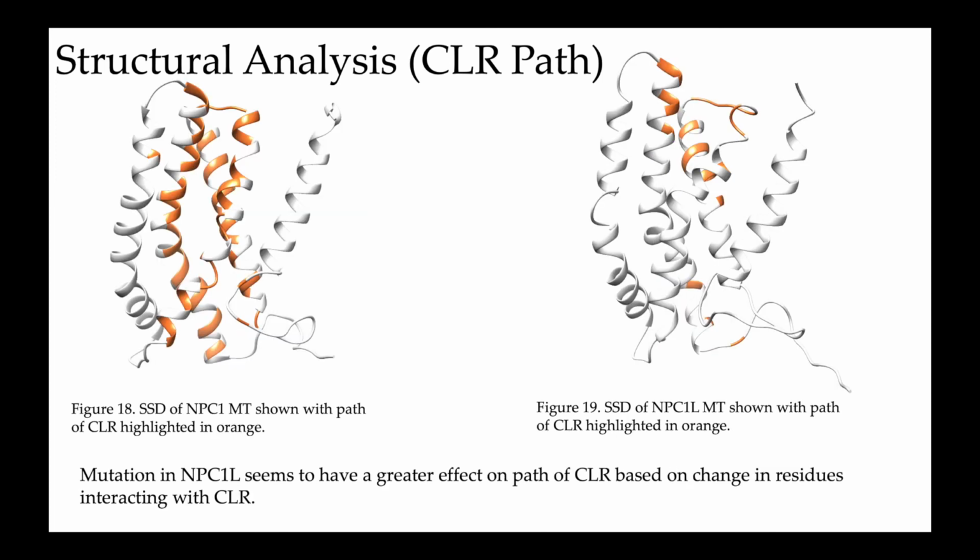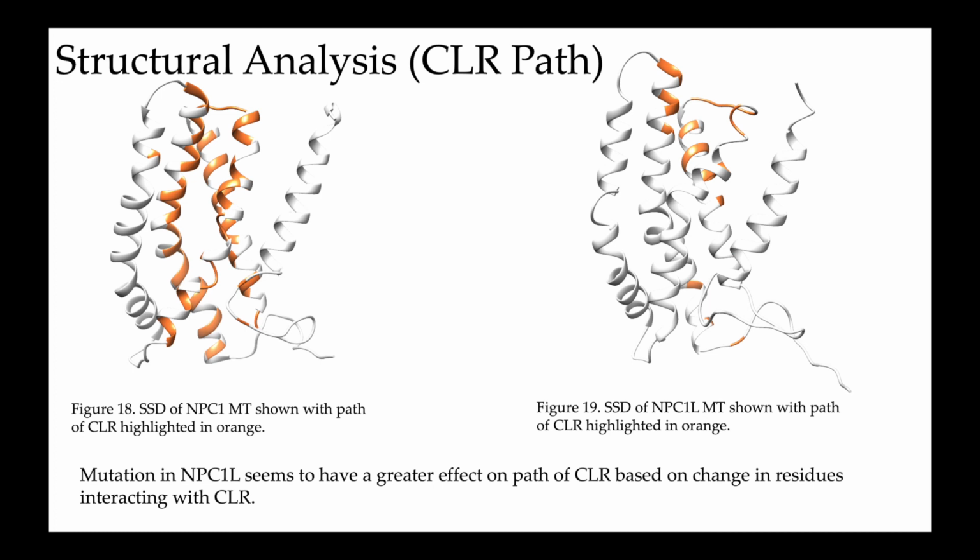Next, we compared the mutant types of each with the wild types of their respective proteins. So NPC1, wild type and mutant type, and then NPC1-like, wild type and mutant type. The mutant type in NPC1 actually didn't show that much of a change. Unfortunately, NPC1-like did. As you can see, compared to the previous slide, there is a lot less orange in NPC1-like. We are thinking that more analysis should be done based on this.